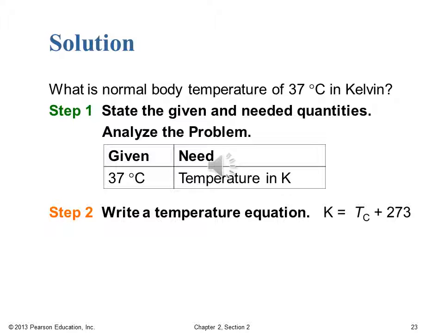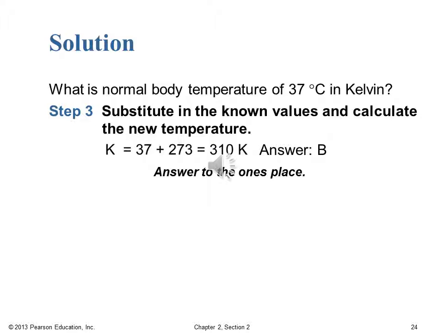Okay, so there it is, step 1, state the given and needed quantities, analyze the problem. So we're given 37 degrees Celsius. What we're looking for is the temperature that relates to in the Kelvin scale. And so step 2 is writing the equation. It's just as I would give it, Kelvin temperature equals temperature in Celsius plus 273. Okay, and finally, step 3, substitute in the known values and calculate the new temperature. So we have the Kelvin temperature is going to equal the Celsius temperature, 37 here, plus 273, which gives an answer of 310 Kelvin, which was answer choice B.